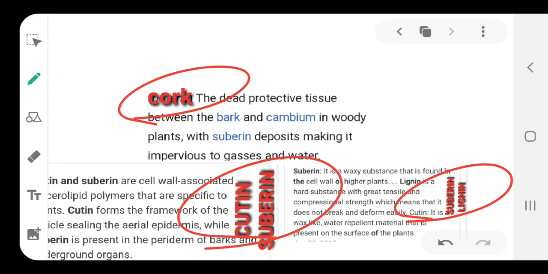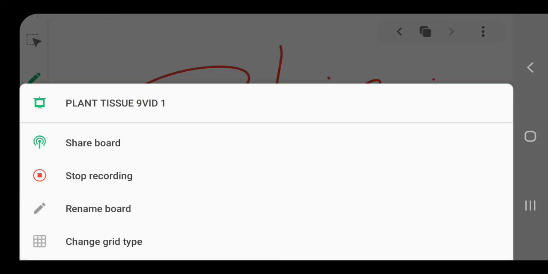So, cork, cutin, suberin. One more word is lignin, which we have already read in an earlier part of this presentation. Go through these terms as closely as you can and make note of them.